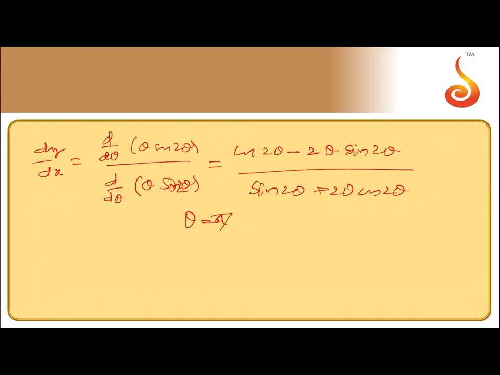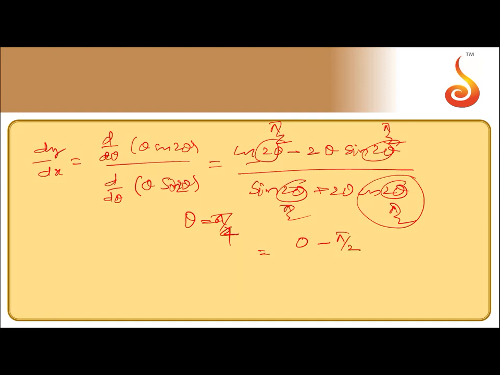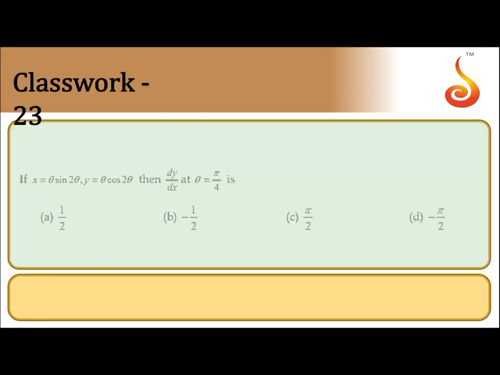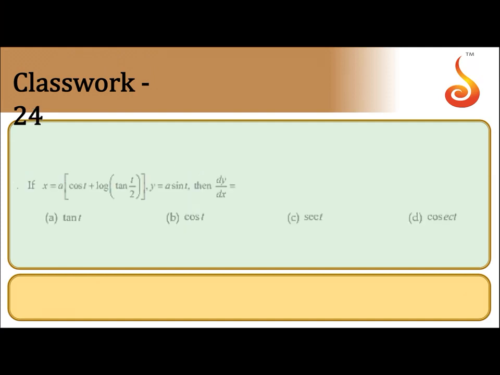And thereby you substitute now the value theta is equal to pi by 4, sorry. When you substitute pi by 4, 2 theta will become pi by 2. Sin pi by 2 is 1, and cos pi by 2 will become 0. So therefore 0 minus pi by 4 divided by 1. So the answer is minus pi by 2. Answer is minus pi by 2.